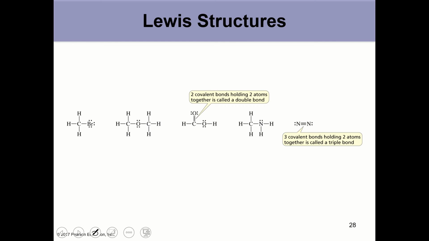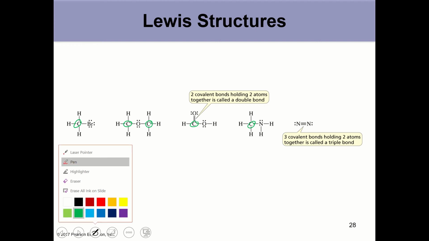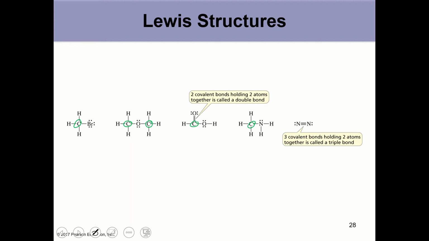So I'm going to look at each of the carbons first. And I know that in each of these Lewis structures, anytime there is a carbon, that carbon should have 4 bonds. So in Lewis structure A, carbon has 4 bonds and 0 lone pairs.